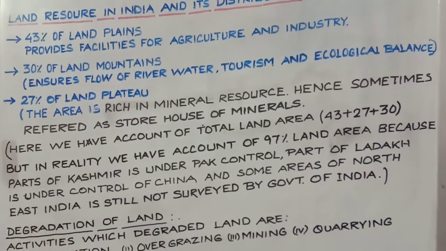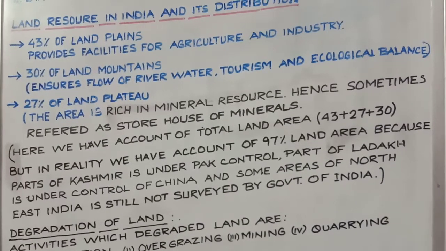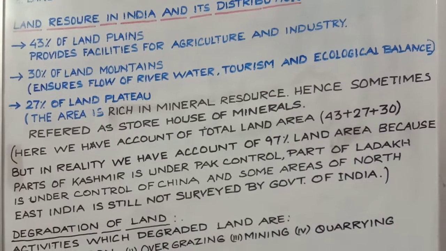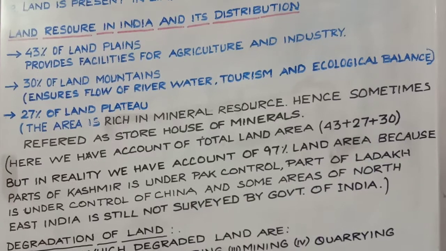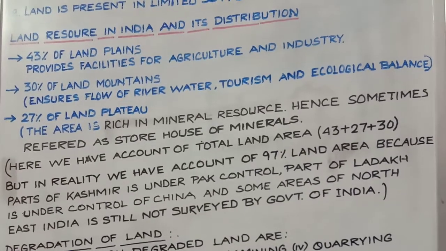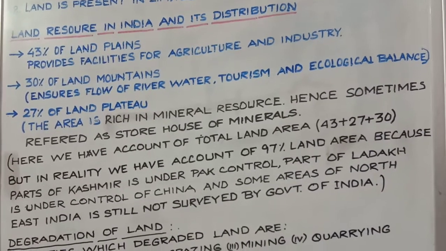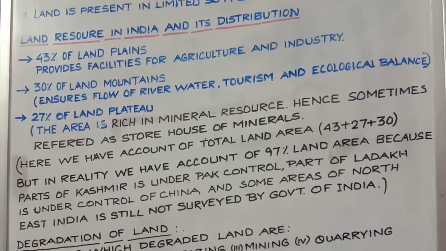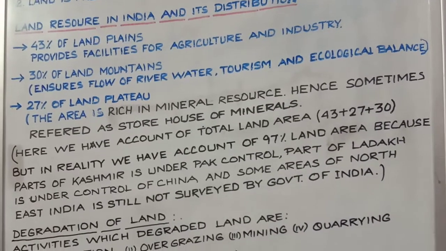Now here we have accounted the total land area, that is 43 plus 30, 27 plus 30, that is equal to 100% area. But in reality, we have accounted only 93% of the land area, because 7% area has not been surveyed in India. Why is it not surveyed? Because in Jammu and Kashmir, part of it is controlled by Pakistan. In the Ladakh region, some part of it is controlled by China, and some areas of the northeastern part of India are still not surveyed by the government of India, and that constitutes approximately 7%.